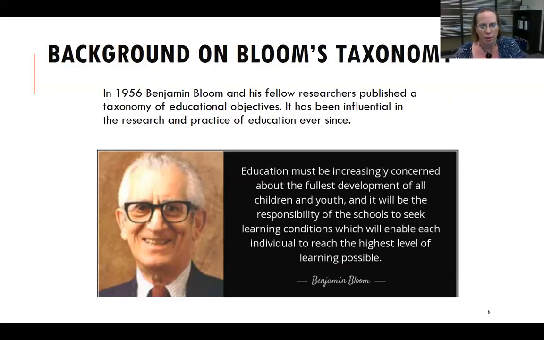In 1956, Benjamin Bloom and his fellow researchers published a taxonomy of educational objectives. This taxonomy has been influential in the research and practice of education ever since. As you may already know, taxonomy is concerned with classification. So what Benjamin Bloom and his fellow researchers did was create a way to classify educational objectives as things we want students to be able to do. Bloom and his colleagues categorized objectives from simple to complex, i.e. from factual to conceptual. These key elements are referred to as Bloom's taxonomy.